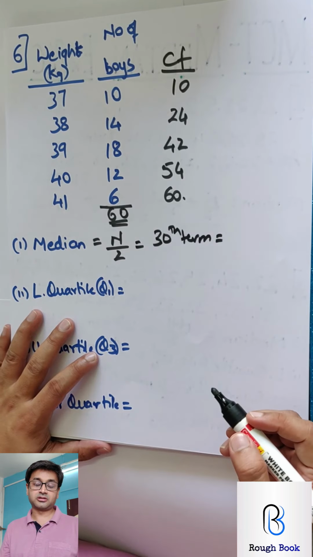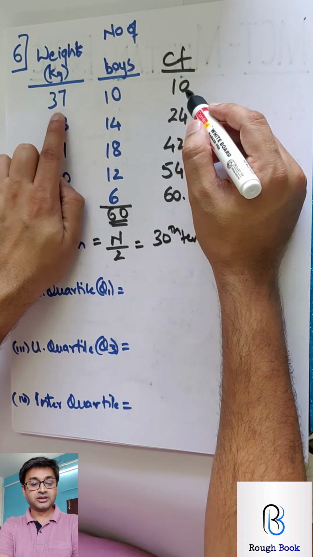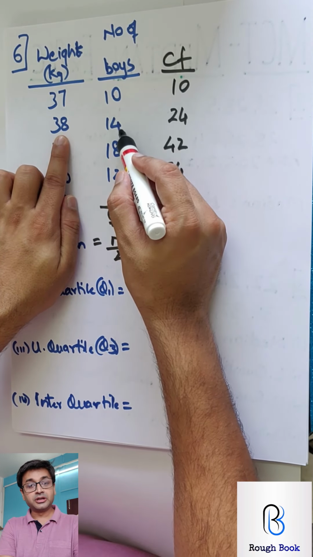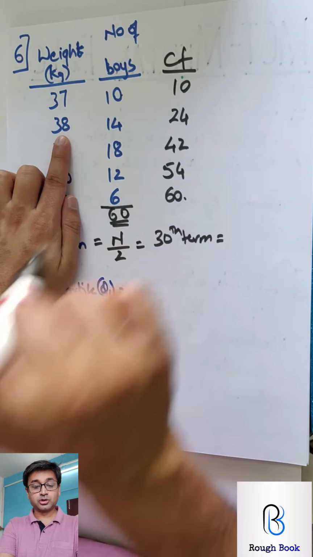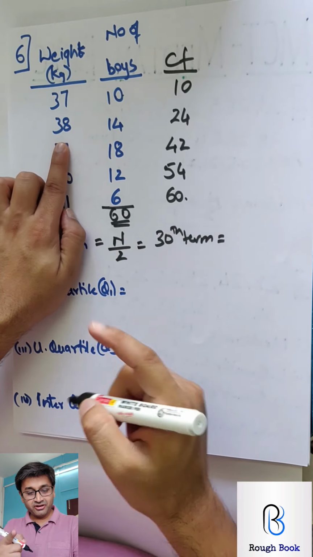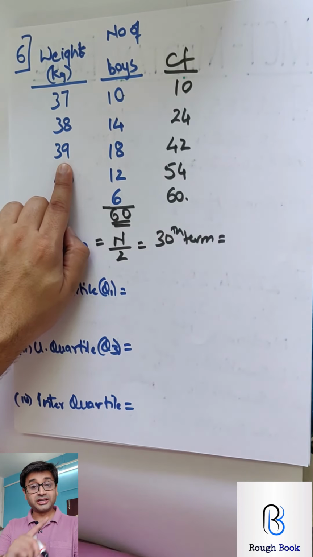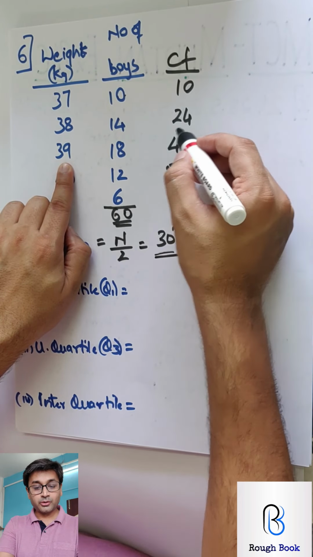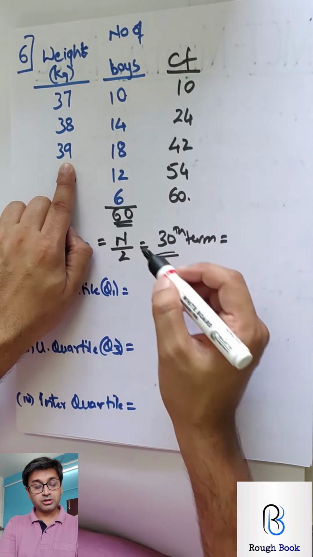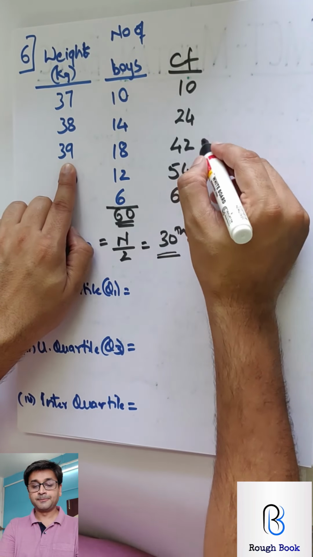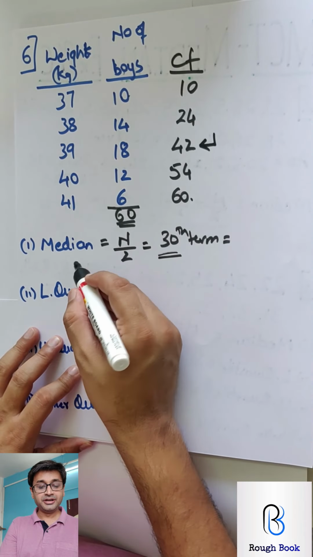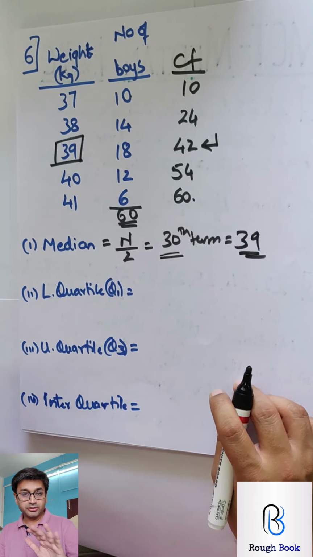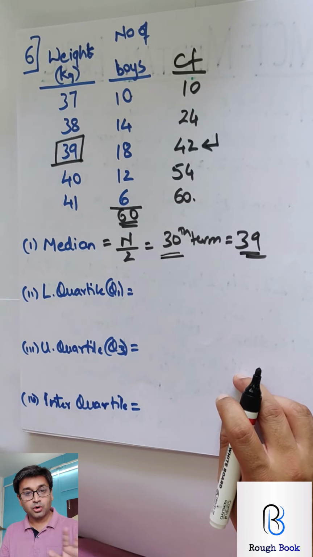And where will your 30th term lie now? So see, 37 has occurred 10 times. 11th time was 38. That went to 14 times. So 10 plus 14, 24. So 24th term is 38. 25th term onwards is 39 till 42nd term. 30th term will lie over here obviously, because after 24th term, 25th term is 39, 30th term also is 39 and 42nd term also is 39. So here is where my median will lie. So don't look at 18, look at this number. So your answer will be 39. You don't need to write any explanation, only do this much, that is more than enough.